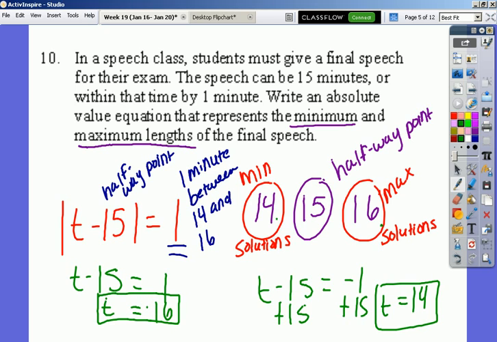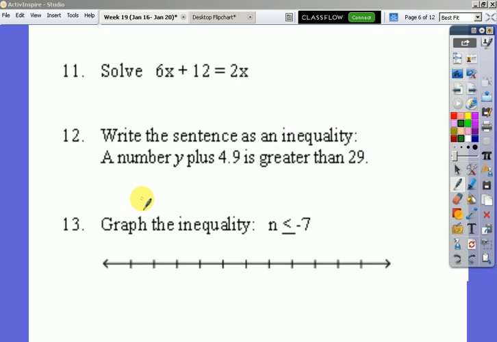Sorry, 11 through 13. 11 is still chapter 1 stuff. 12 and 13, that's when we start to enter chapter 2 territory.